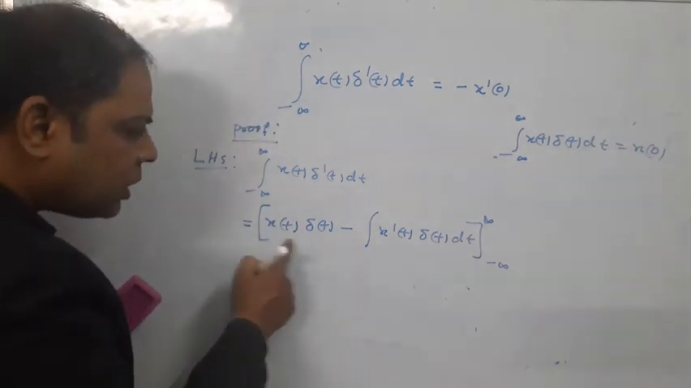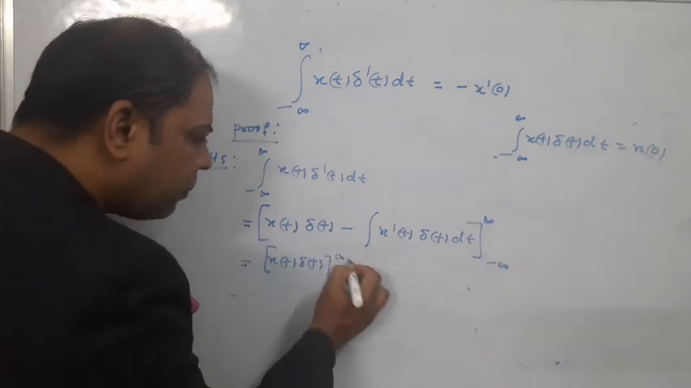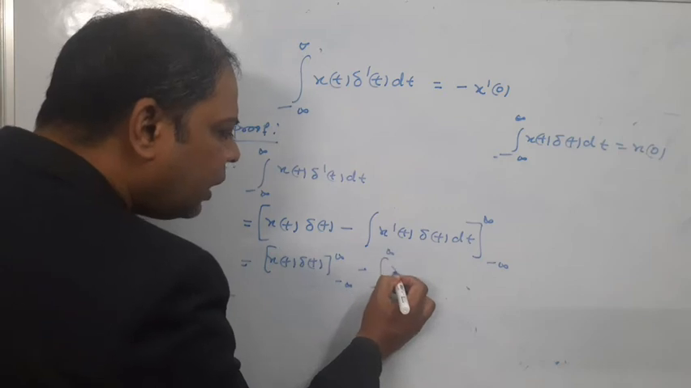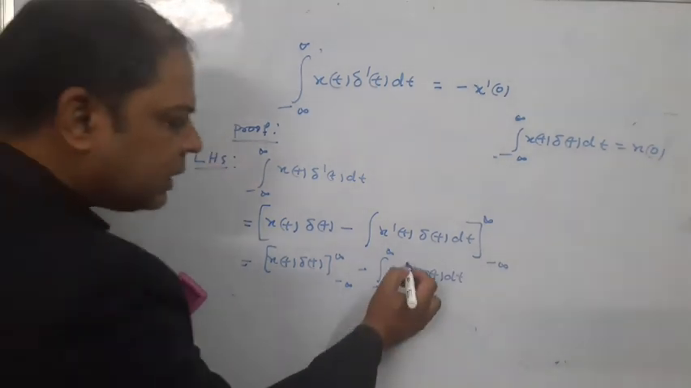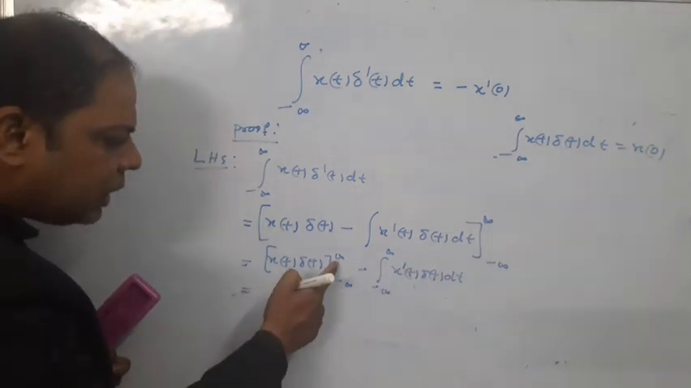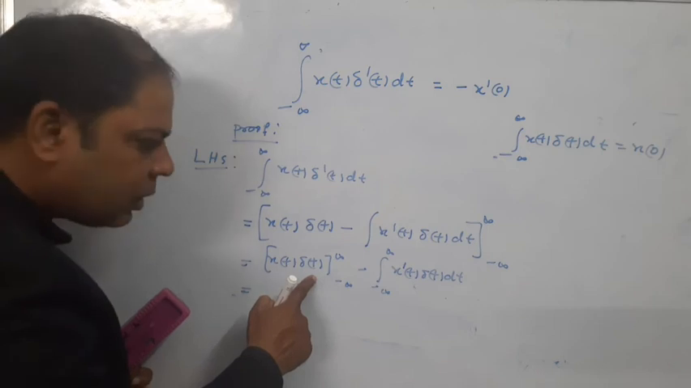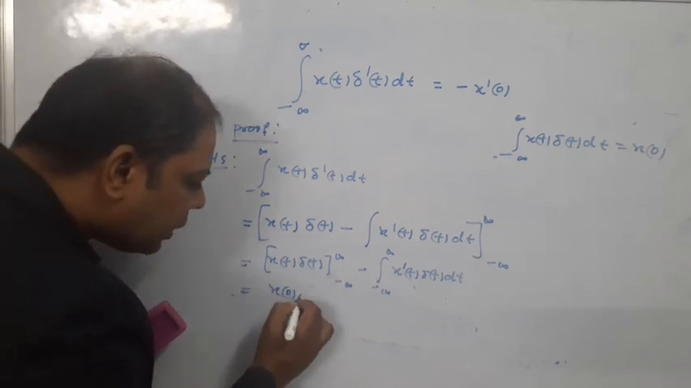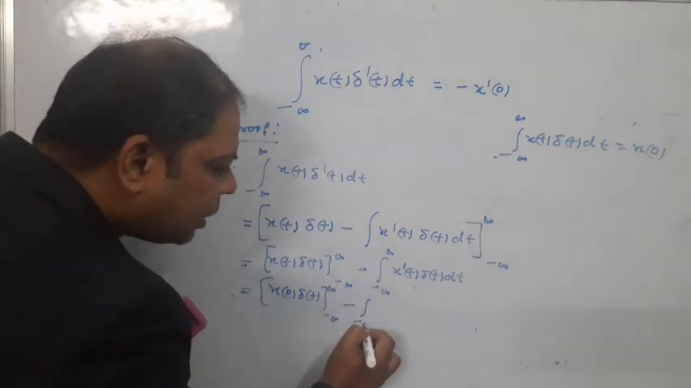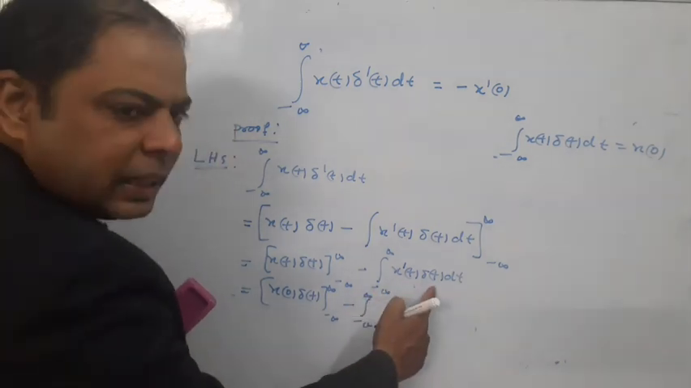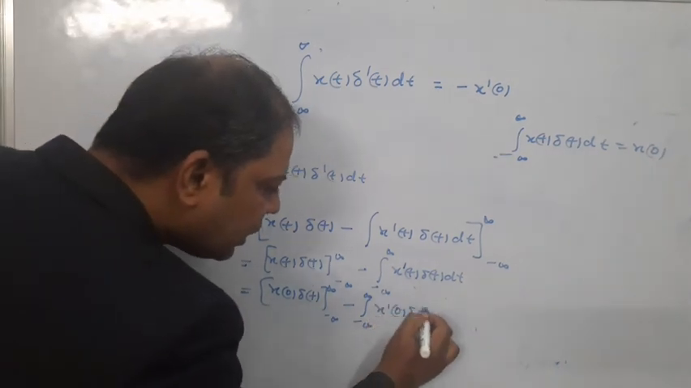Now see here. First, put the limit on x(t) δ(t), from minus infinity to infinity, minus integration from minus infinity to infinity of x'(t) δ(t) dt. Now if you put the limits here, x(t) δ(t) becomes x(0) δ(t). Then the limit is minus infinity to infinity, minus integration from minus infinity to infinity. See here, x'(t) δ(t), by the product property of impulse, is x'(0) δ(t), then dt.